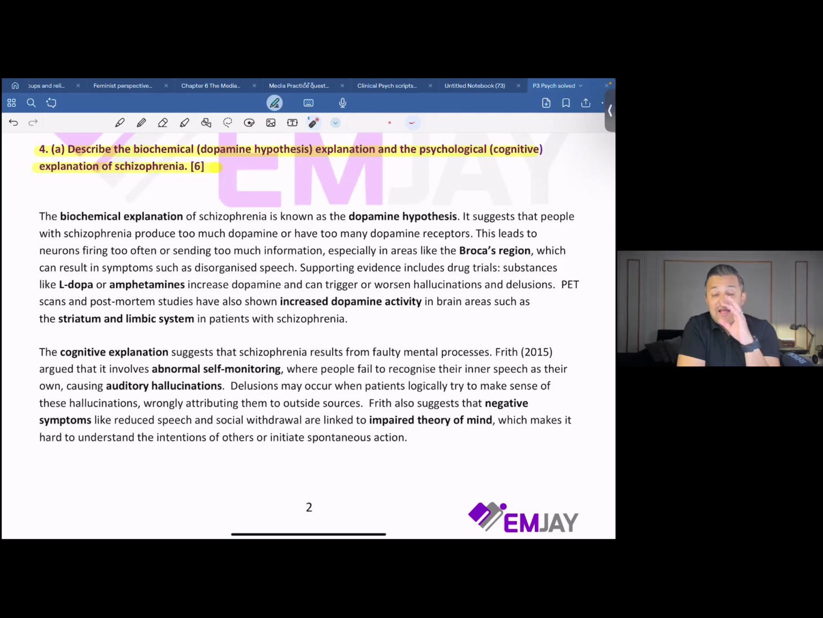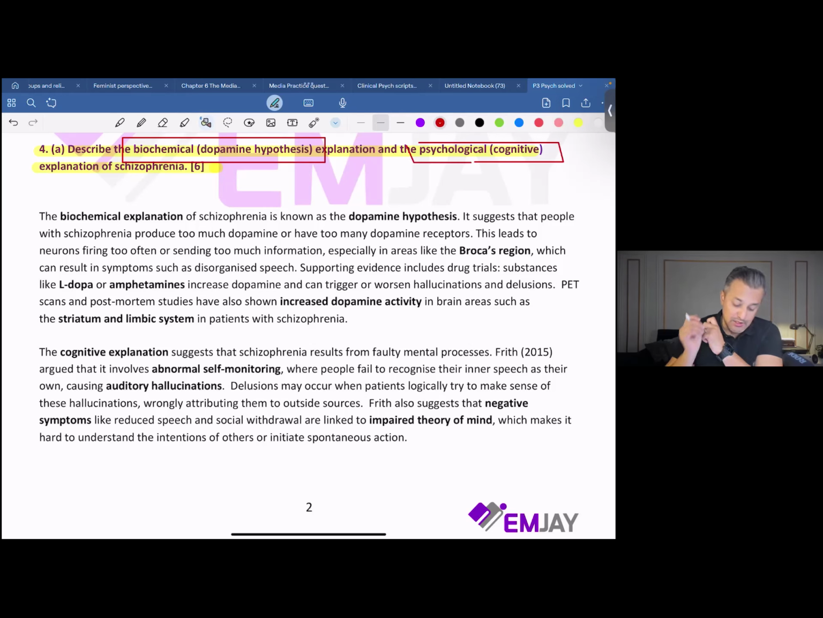So the likelihood of you getting a question on key studies is there. The likelihood of you getting a question on example studies is there. That's there because they're a part of that bullet, and more so because it's mentioned in the syllabus. So: describe the biochemical explanation, biochemical being specific, the examiner's been specific here, the dopamine hypothesis explanation, and the psychological, that is cognitive, explanation of schizophrenia.